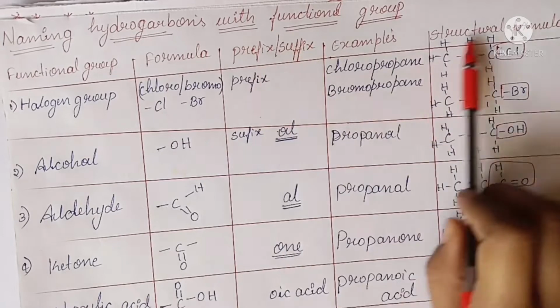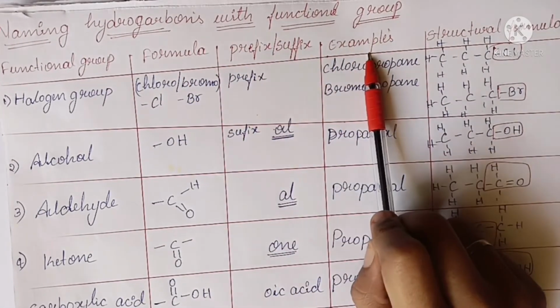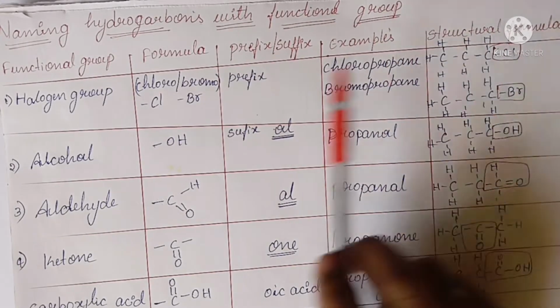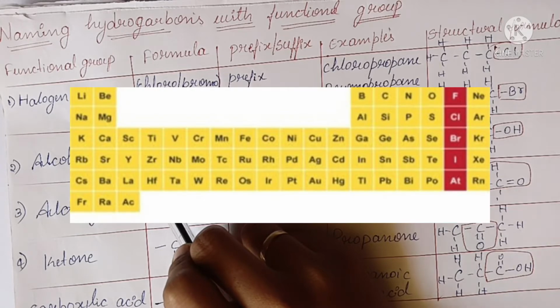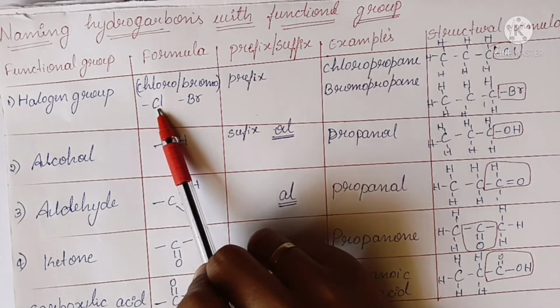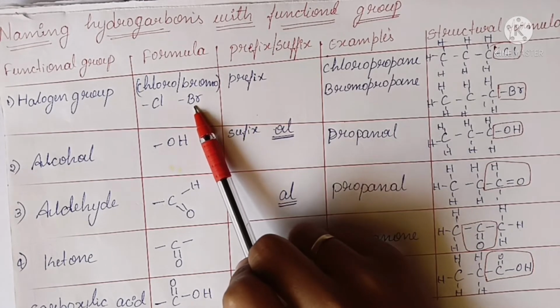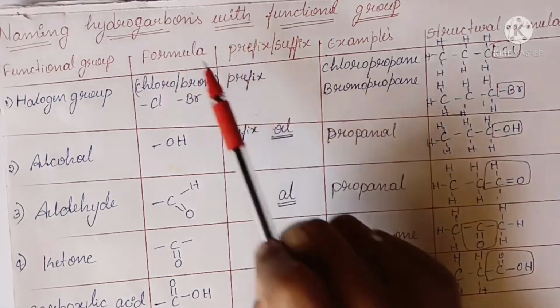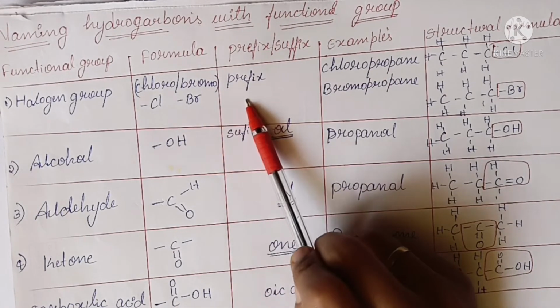The first thing, as you're seeing in the table, is the functional group or formula, prefix or suffix, example, and the structural formula. Everything is there. First one, halogen group. What do we mean by halogen group? Halogen group means the 17th group of the periodic table. In the textbook, two examples are given, chlorine and bromine. If any halogen group attaches to a hydrocarbon, we mention that functional group as a prefix.